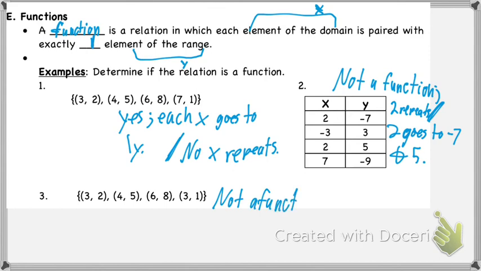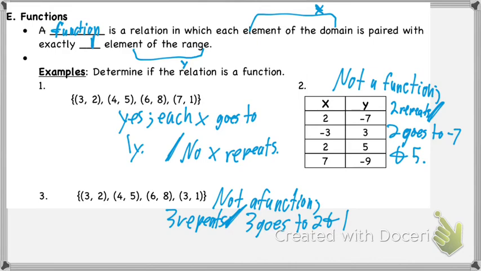Okay, so I heard a couple different ways there. 3 repeats. There's 2 of them. Another way we're saying: 3 goes to 2 things, 2 and 1. So 3 can't go to both 2 and 1.